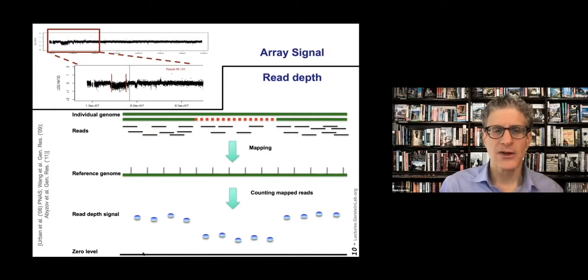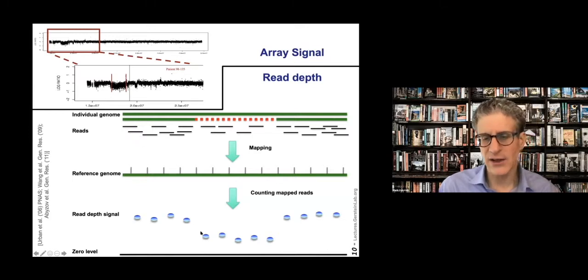So basically what you imagine happening here is this is your individual's genome, and the person has a deletion here. And now these are the reads you're getting from that individual, and you're going to map them all to the reference genome. Because you only have half as much genome where you've cut away the deletion, the expectation is that if you looked at the depth of the pileup at any given spot, you would get a signal that looks like this. It would drop where there's this deletion.